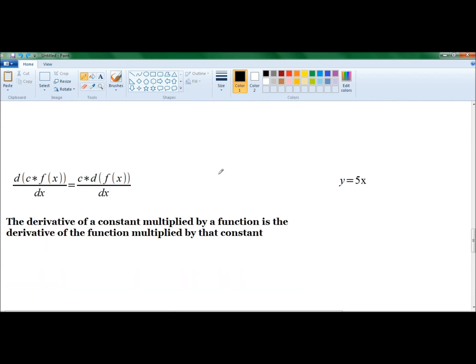Okay, so the last property of derivatives is that the derivative of a constant c times f of x is equal to that constant times the derivative of f of x. So say I have the function y equals 5x. Well, I know the derivative of y equals x is 1. And I know 5 is a constant. So the derivative of y equals 5x is just 5 times 1, or just 5.